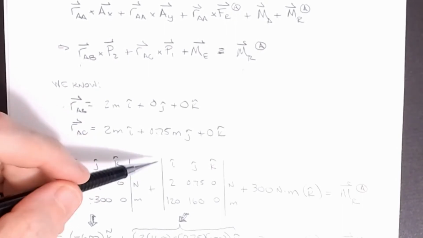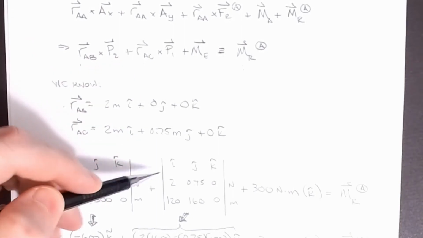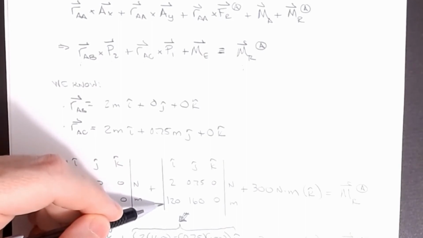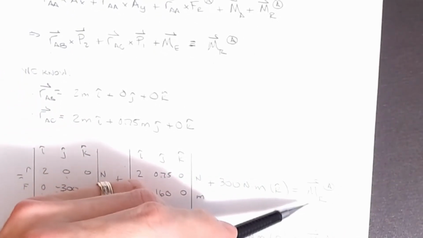For the second one, which is my RAC crossed into P1, ijk is on the top. It's 2, 0.75, 0. That was the vector RAC. The vector for P1 is plus 120, plus 160, 0. That's what we derived before, and everything is in Newton meters. Then I add in my ME, which was a positive 300 in the K direction.